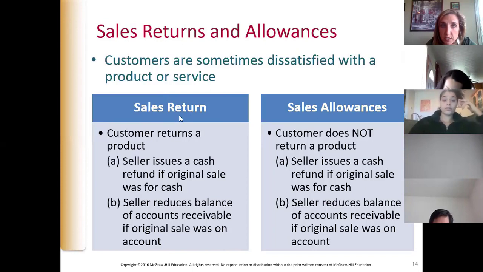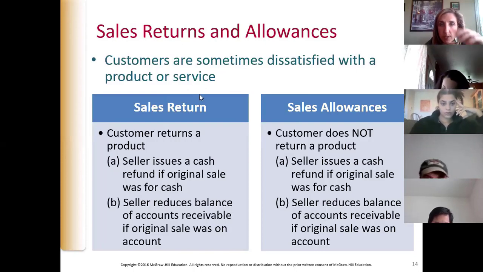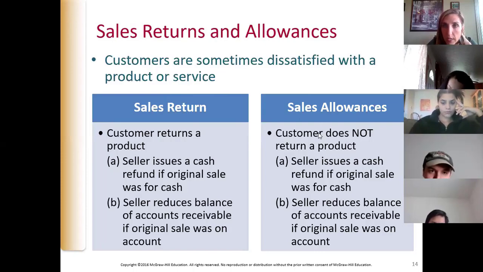Sales return, hence the word return, the customer has to bring back the product, and then the retailer or the business gives them their money back or takes that charge off of their account, right? So the difference between these two accounts is basically that top line on this slide here, on the bulleted points. The sales allowance is used when a product is not returned.